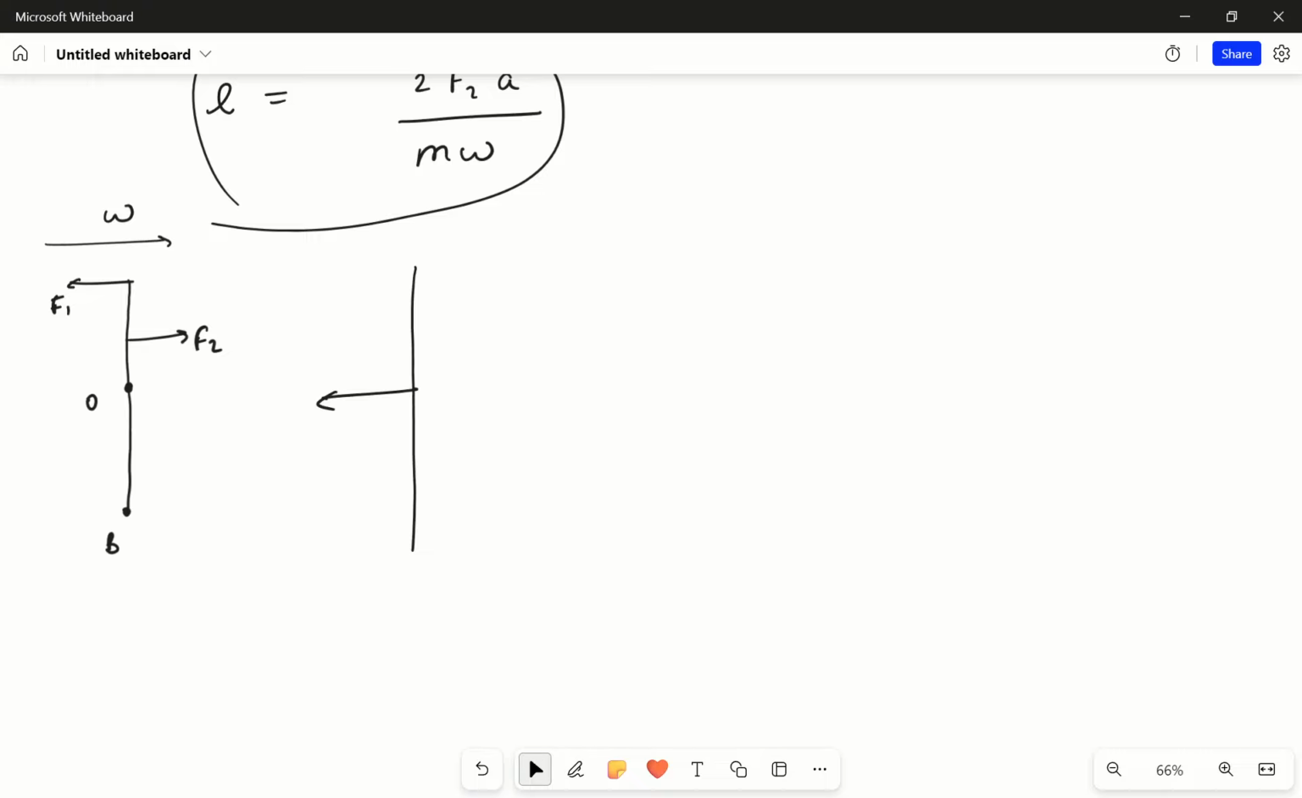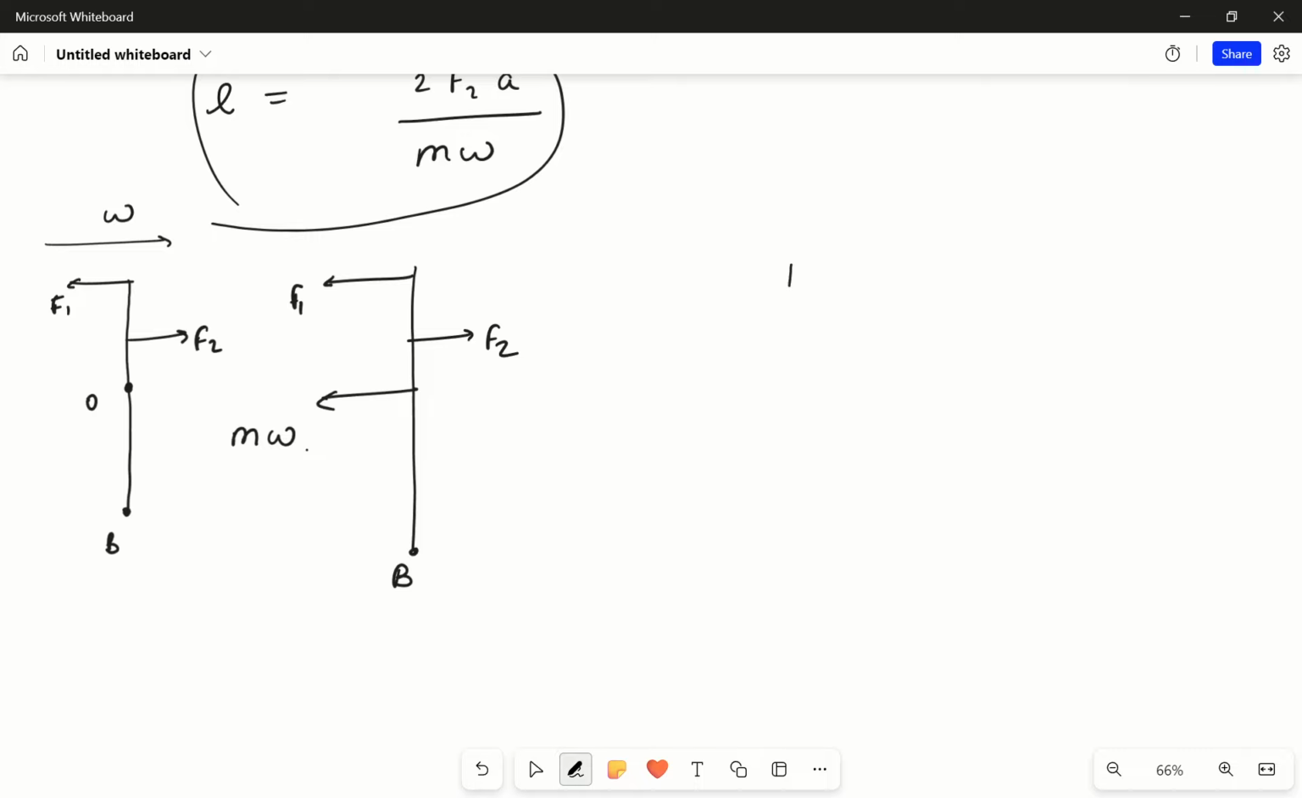So what is the value of pseudo force? Pseudo force is equal to the acceleration of the accelerating frame times the mass of the thing that we are applying pseudo force on. So the pseudo force value would be mass into W, and it would be in the opposite direction of the acceleration of the reference point, or the observer point. So the pseudo force would be in this direction, along with F1 and F2. Now balancing torque about point P.